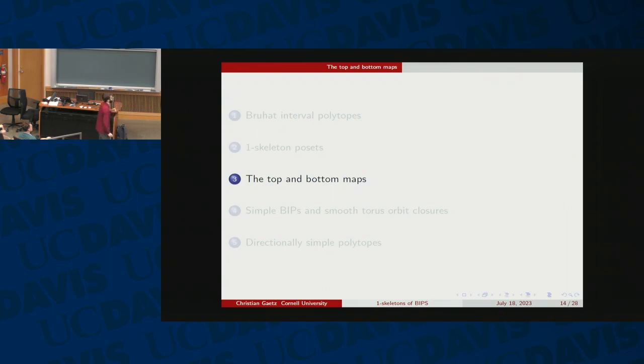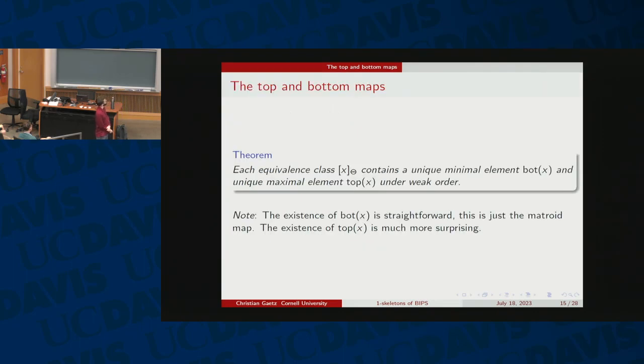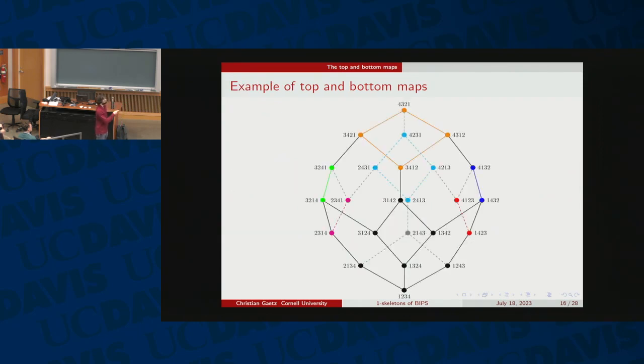Okay, so in order to extract some consequences of this, we're going to need to study this equivalence relation a little bit more closely. One non-obvious fact about the equivalence relation is that each equivalence class contains a unique minimal and unique maximal element, which I write bottom of x and top of x. The existence of the bottom element is relatively easy, but the existence of the top element is actually much harder to show and is a key tool in understanding these polytopes. So just to pull up the same picture again, we see each of these equivalence classes has a unique minimal and unique maximal element.